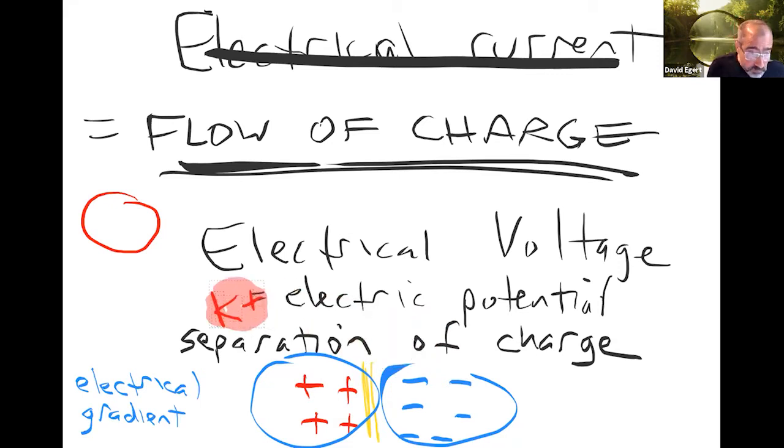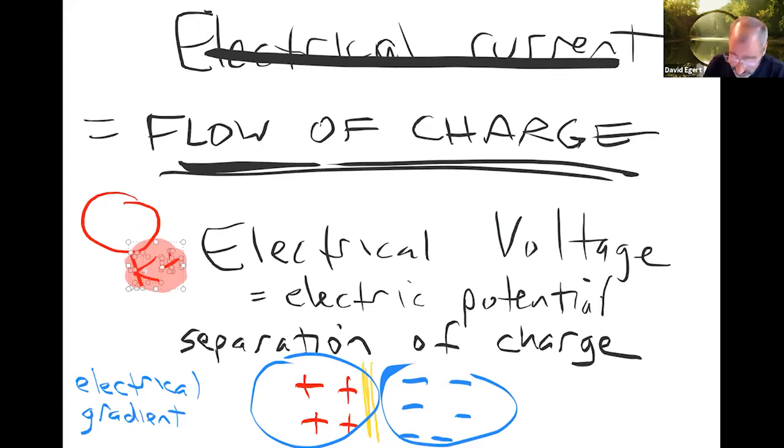So that is going to be an important concept as we continue on in this class, this idea of electrical voltage. If you have a separation of charge on one side or another side of a membrane, and then you look at what an ion wants to do, this ion is going to go towards the opposite charge.